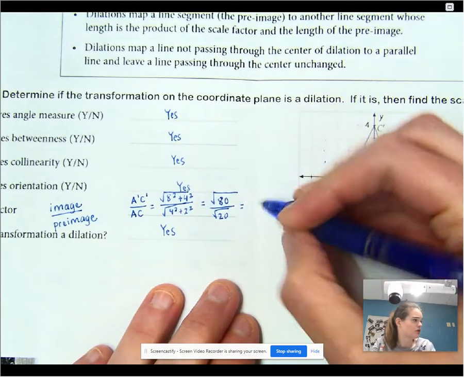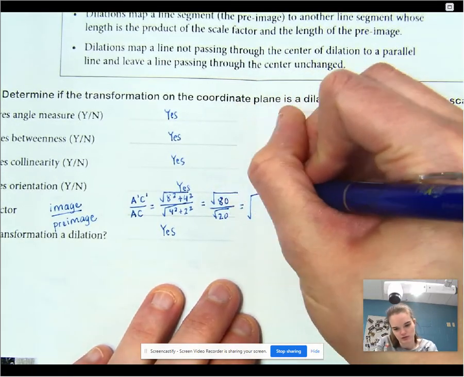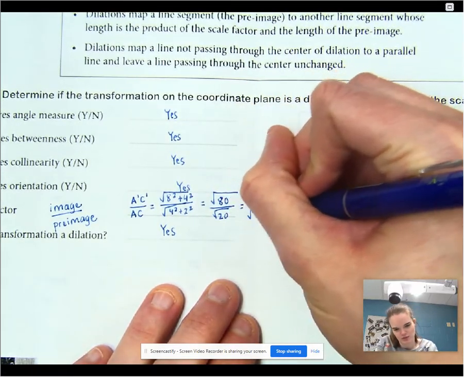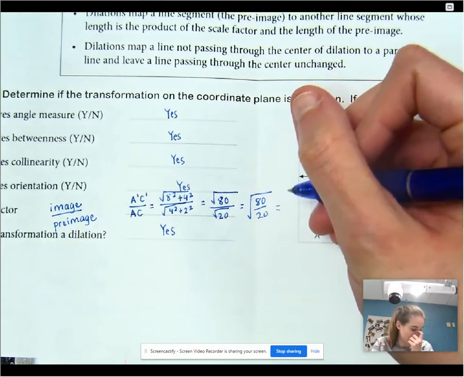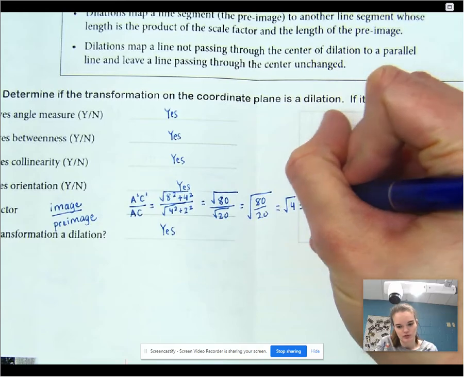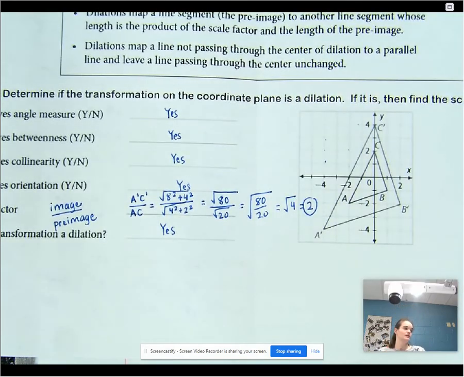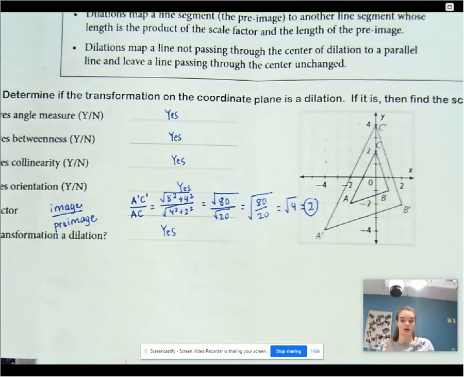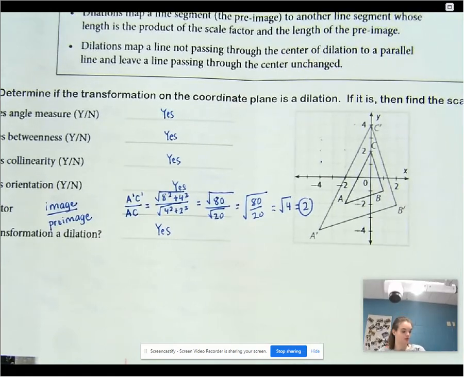By the way, if you have a square root divided by a square root, it's the same as having 80 divided by 20 all in the square root. 80 divided by 20 is 4. The square root of 4 is 2. So the scale factor is 2. Yes, sometimes you might have to do this. That is okay. We're going to talk about it and learn it while we do this. Okay.